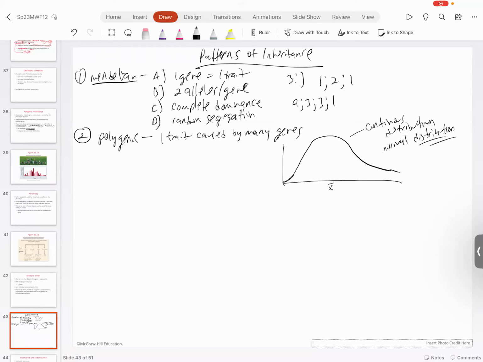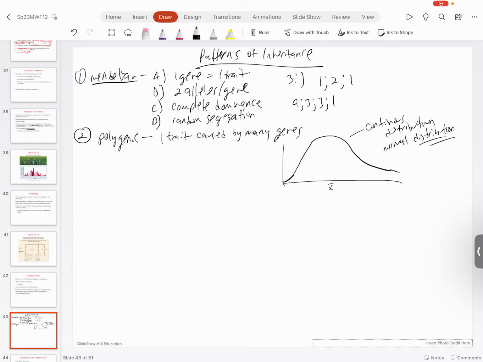But this is the reason why this is called a continuous trait, because every time you add a new gene in there, you've got another data point to add in there. So you basically add more data points in between. This creates this kind of smoothing out, or this bell curving of your data pile. Okay.